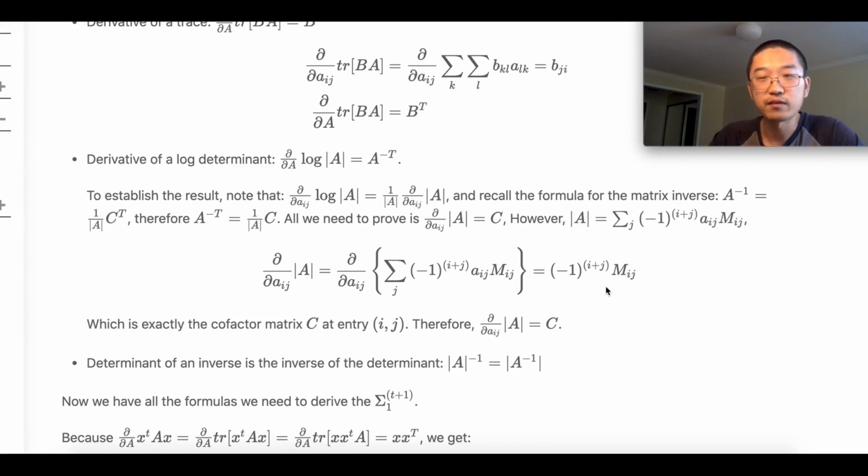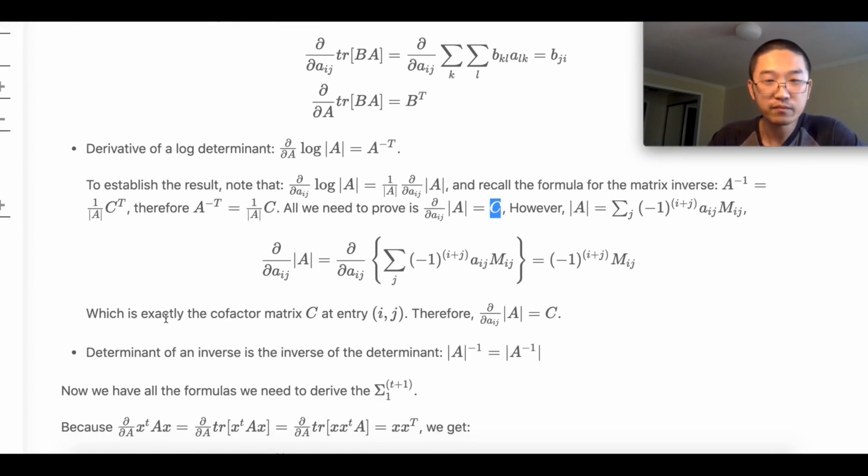We just proved it. So this is what? This is exactly the cofactor C, the cofactor matrix C. So now we prove the formula: the partial derivative of log of determinant of A over partial A is A inverse transpose.